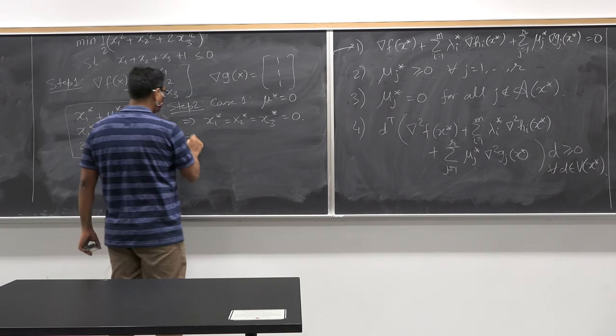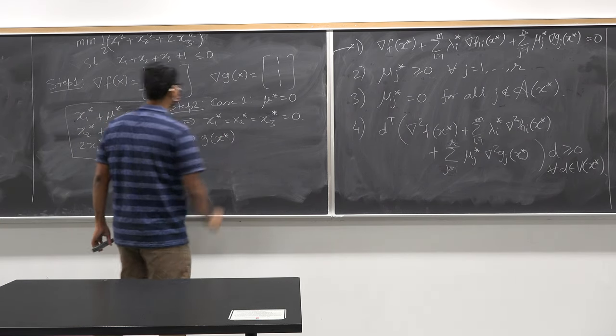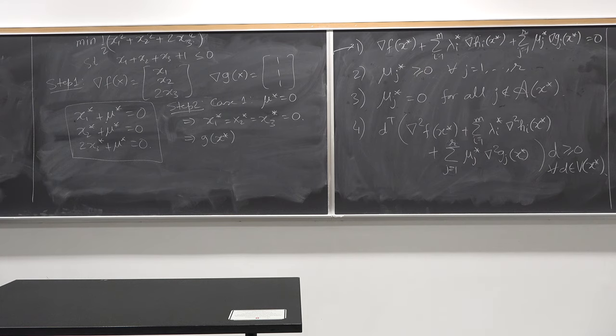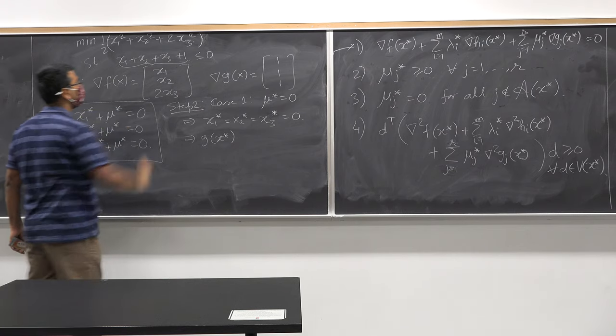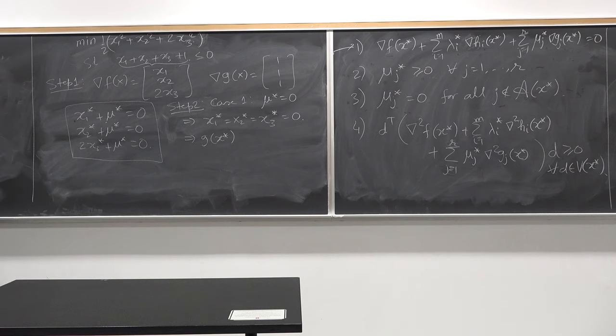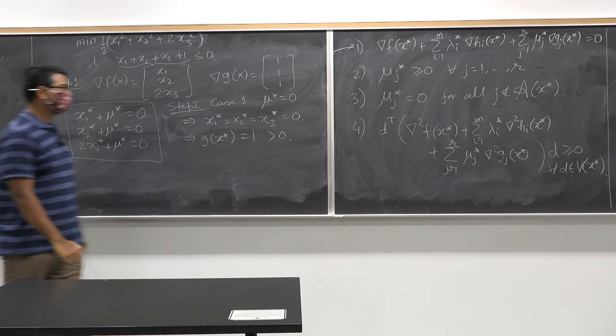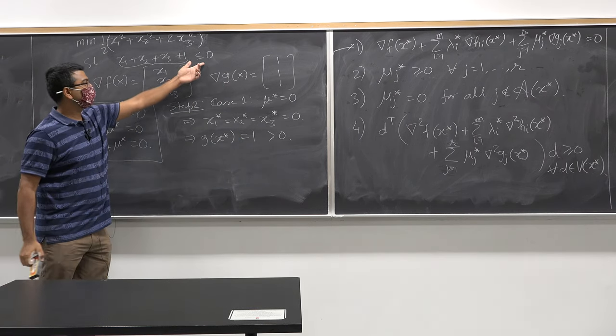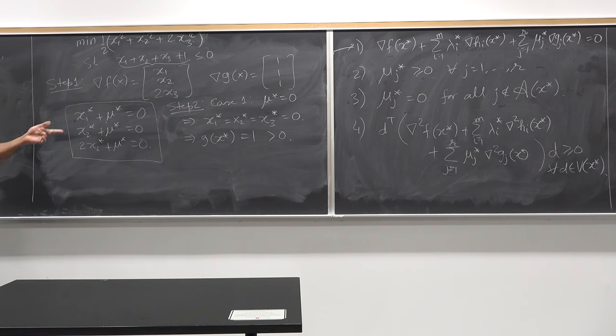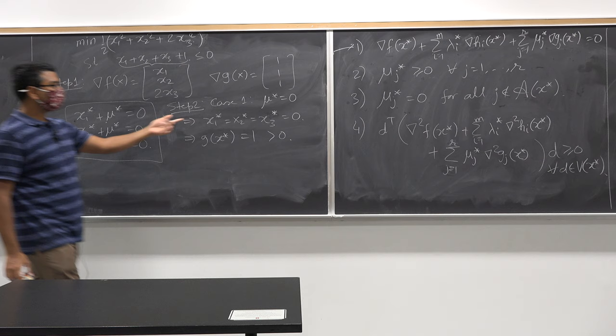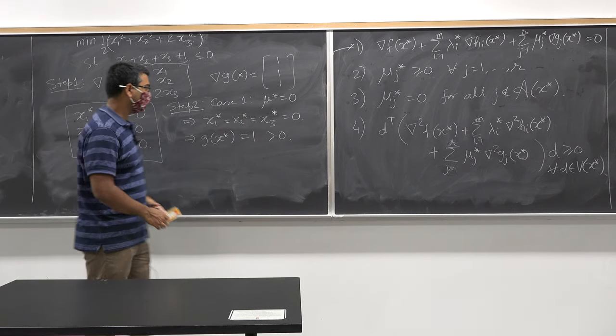So what happens to my g of x star? What is the value of my g of x star? Remember, this is my g of x. It's 1, right? G of x star is equal to 1, which is strictly greater than 0. But I wanted my constraints to be less than or equal to 0. So we have a problem here. So our hypothesis that mu star is equal to 0 is false.